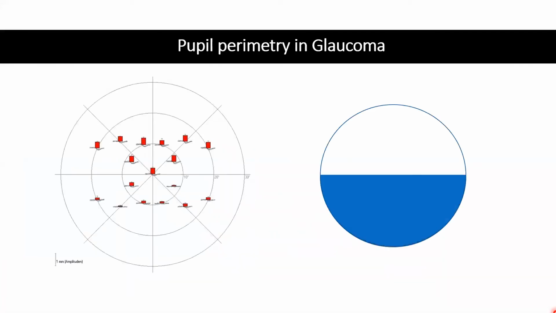I performed a study on pupil perimetry in glaucoma some years ago. We used the stimulus pattern that you can see on the left, and the intensity of the pupil light reaction is displayed by the height of the red column. And as you can see, in the lower part of the pupil field, these red columns are smaller than in the upper part, and it corresponds to the visual field defect of this patient with glaucoma.